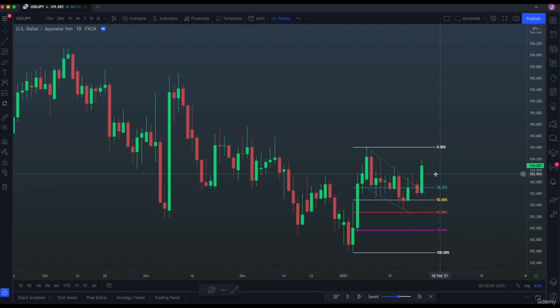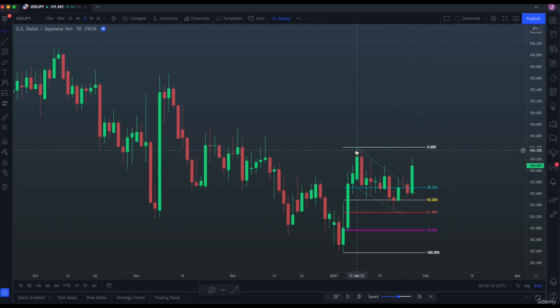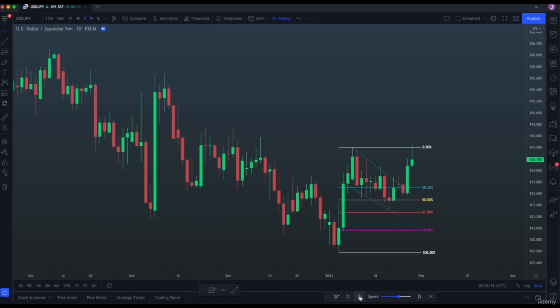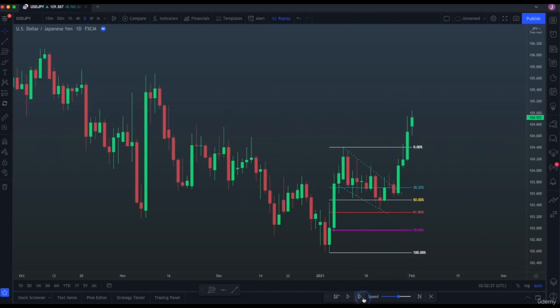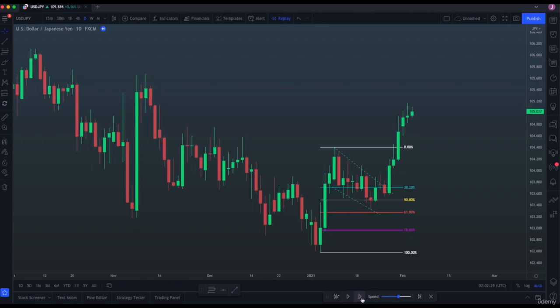Okay. So 38.2% did not hold. And we got a rejection at 50%, right? And then price formed this bull flag. Okay, so let's see what happened next. So price moved up, breaking this previous higher high. So we made a new higher high. So price continues to rally.